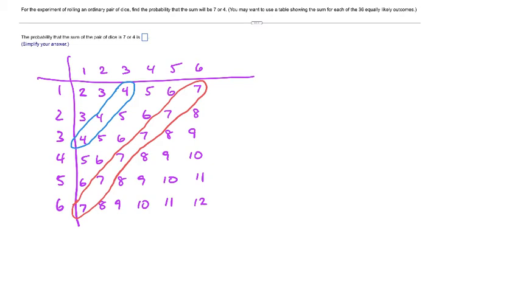So our probability of 7 or 4 will just be 9 over 36, which we can in turn simplify to just be 1 over 4.